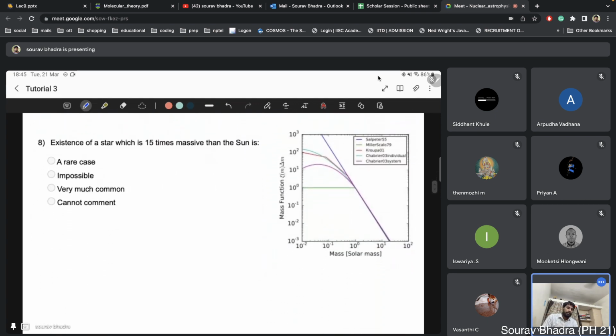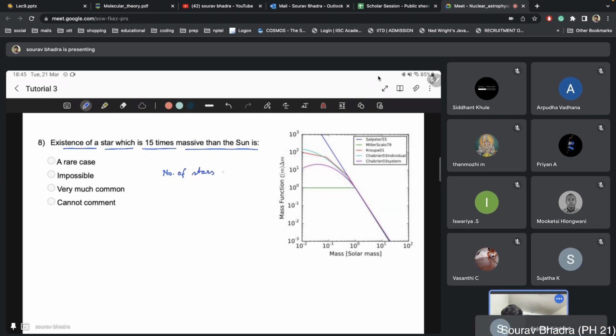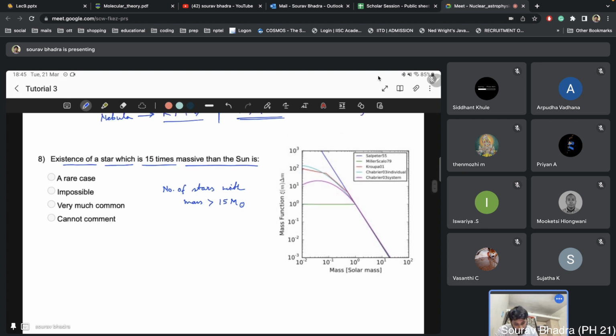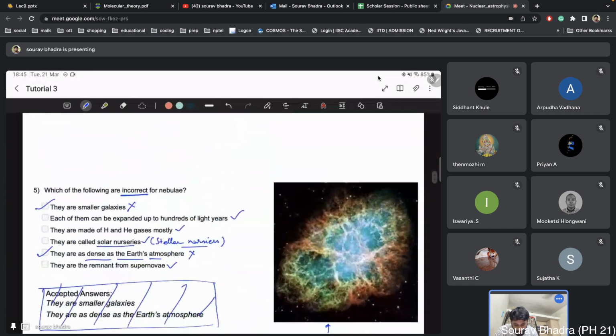Now we are coming to a very good question. The existence of a star which is 15 times the mass of the Sun, that means we have to find the number of stars with mass greater than 15 solar masses. Okay. Now, if you just consider the, okay, so here I have written it, just let me see.